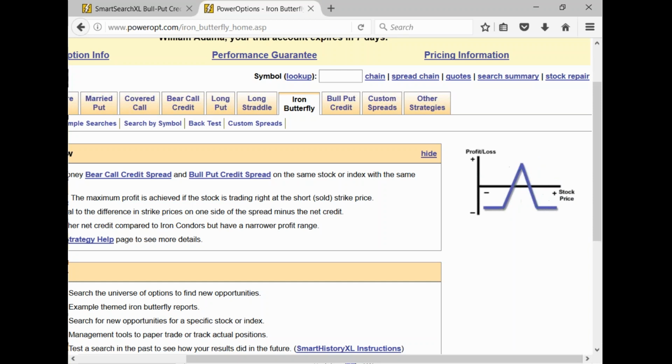Broken wing butterflies, I agree, a little bit safer. I've never touched ratio butterflies. Occasionally I'll do a ratio call spread or a ratio put spread inside of a larger trade that doesn't take that direction, but I've never traded and I've never researched ratio butterflies, 1 by 3 by 2 butterflies. I've looked at broken wing butterflies.